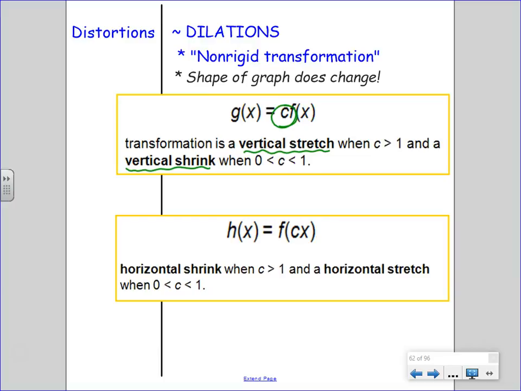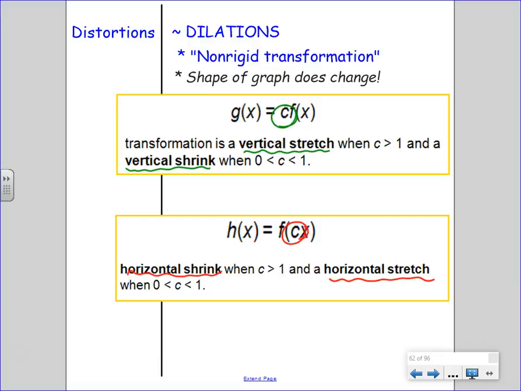What's weird down here? A, it's on the inside. Oh, it's the opposite. B, it's horizontal. But C, when C is 1, 2, 3, what's it doing? It's shrinking.